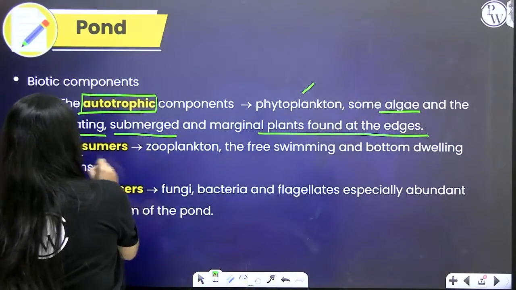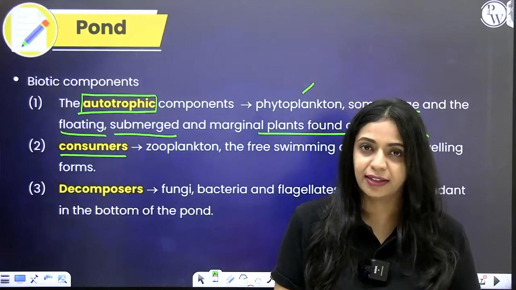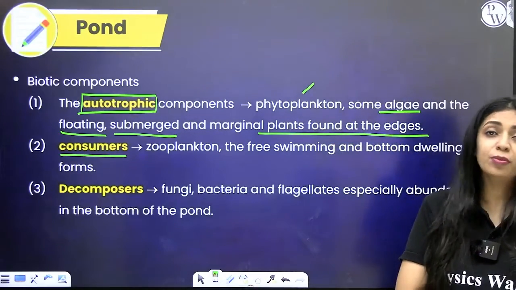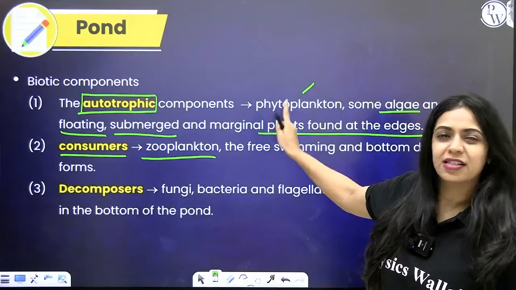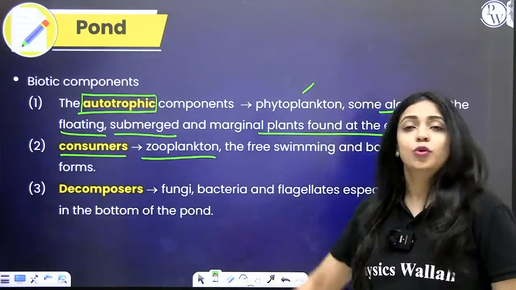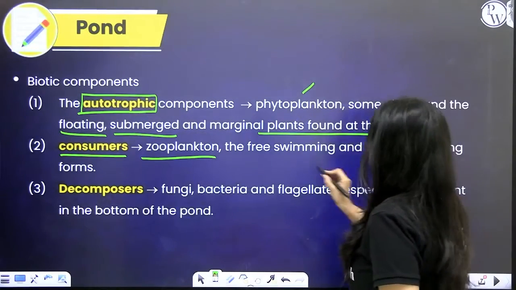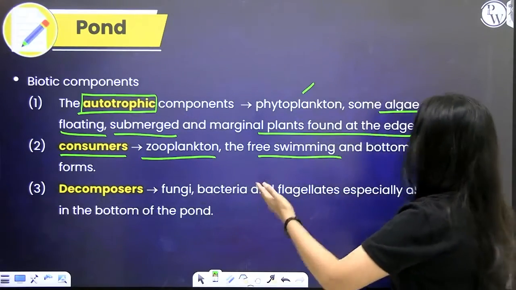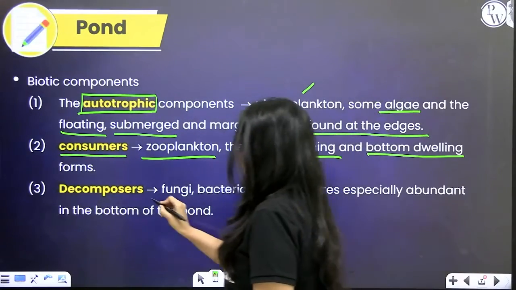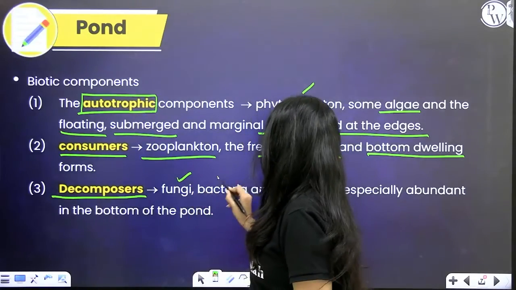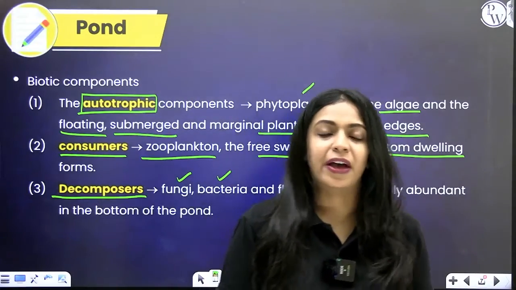What about consumers? I'm sure you know what consumers are. Consumers are those organisms that feed on plants directly or indirectly. Okay? So the consumers include zooplankton. Planktonic forms, they float on water. If it's a phytoplankton, it is a photosynthetic organism floating on water. If it is a zooplankton, it is a consumer floating on water. There are some free swimming consumers and also bottom dwelling forms. Talking about the decomposers, these are microorganisms like fungi and bacteria, and you even have certain flagellates. All of these are the different biotic components that you find in a pond.